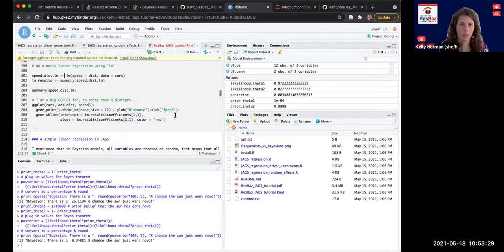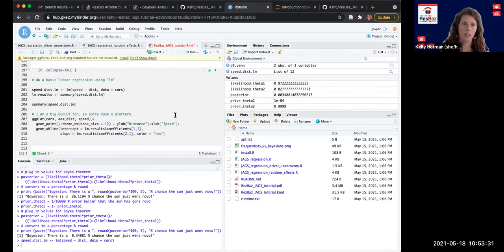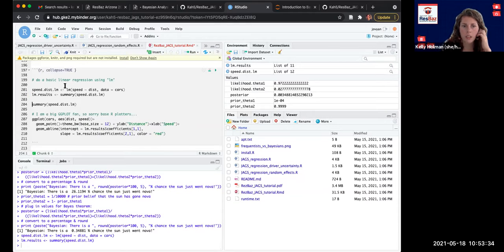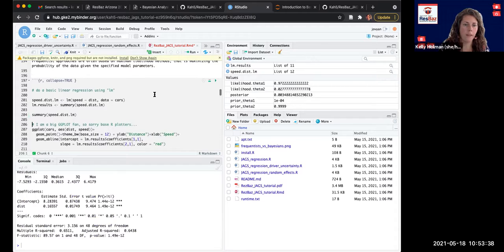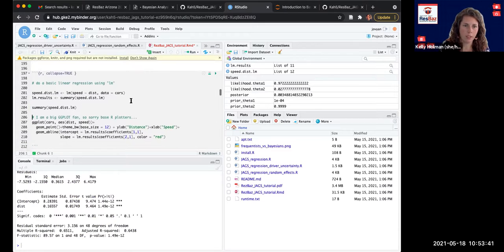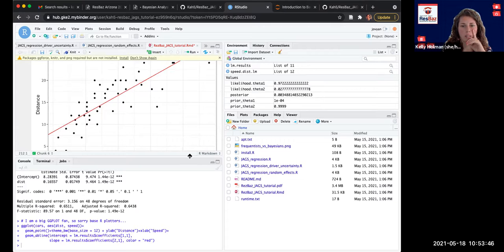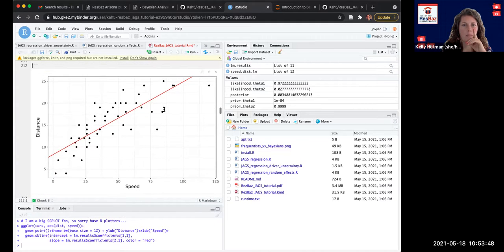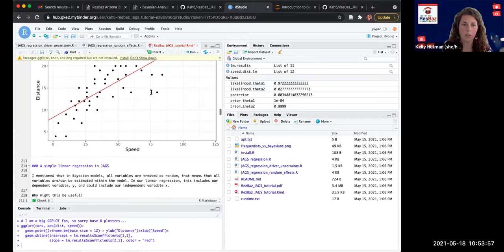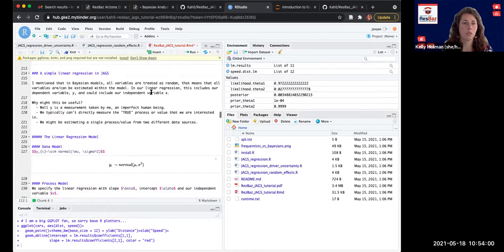So we'll look at what this looks like using a simple linear regression of speed and distance in the CARS data set. We can run this very simple regression and get a plot of distance versus speed and a linear fit through this. So that's one way that you might do it. But we can also start out really small and try to implement this in JAGS.